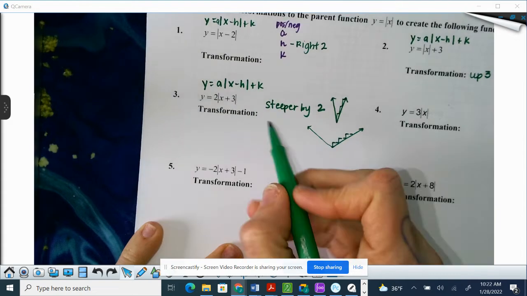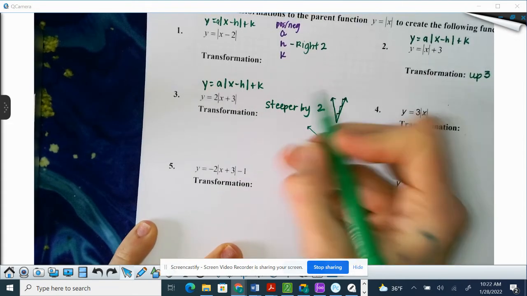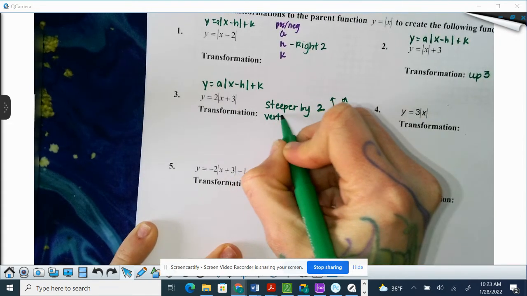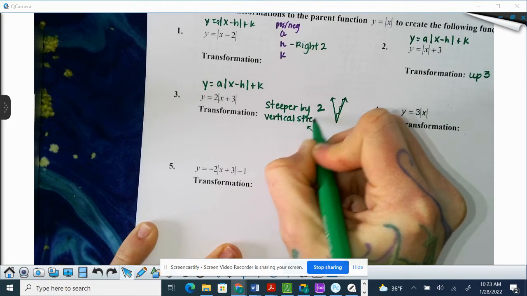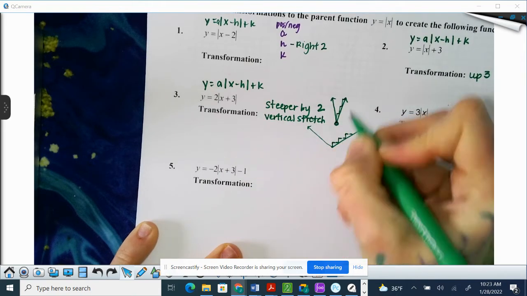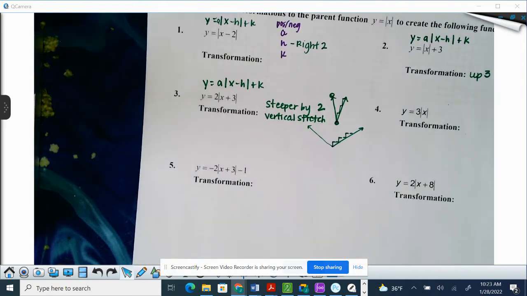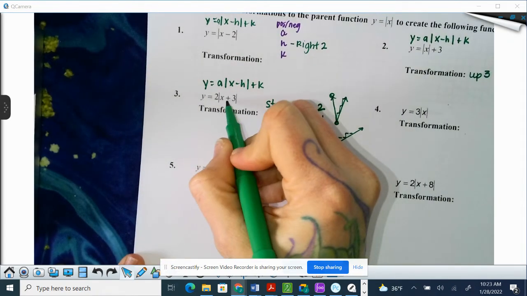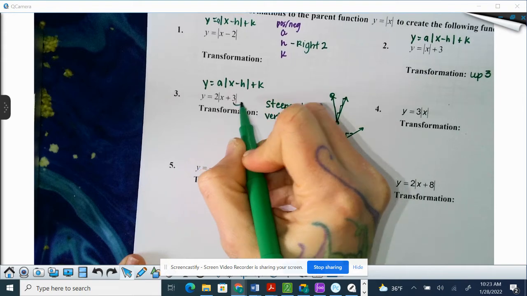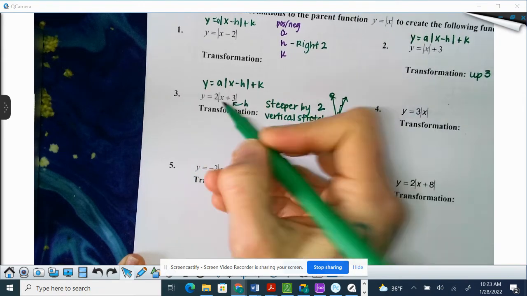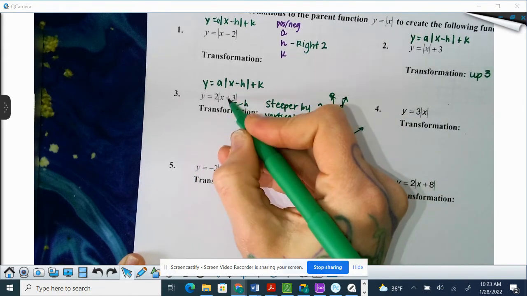So steeper by 2, which is going to be a vertical stretch. And that's because I grabbed here and I grabbed here and I pulled up to make it skinnier or more steep. And then x - h, but this is a +3. So we know this is an H value. So that means it's actually a negative, because negative gives me that plus, which means it's going to go to the left 3.